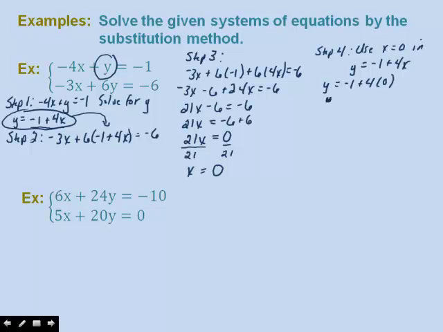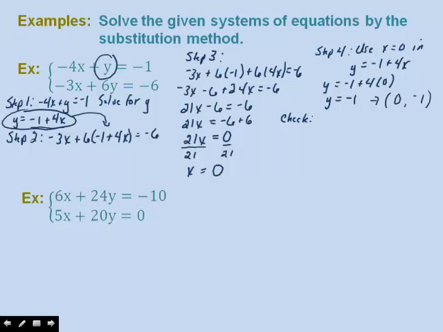We're just putting the 0 in place of x. That gives us negative 1. 4 times 0 is 0, so we just end up with a value of negative 1. This would mean that our ordered pair that we think is the solution is that x is equal to 0 and y is equal to negative 1.